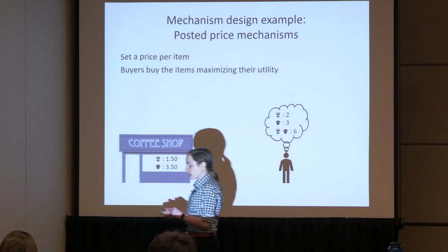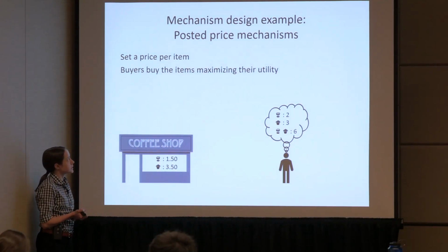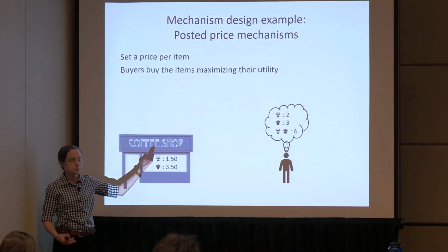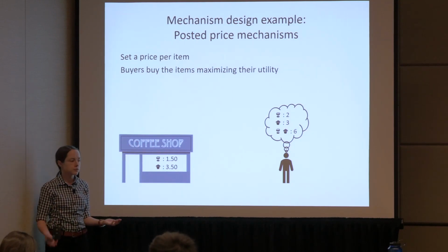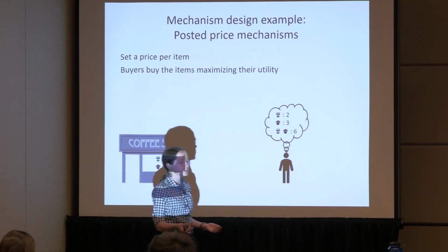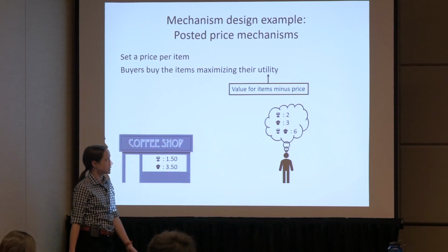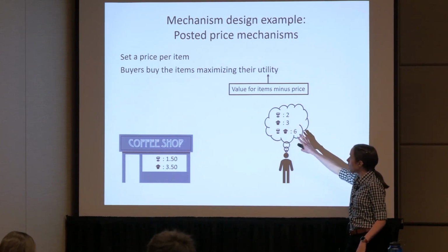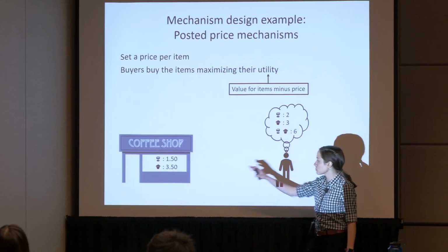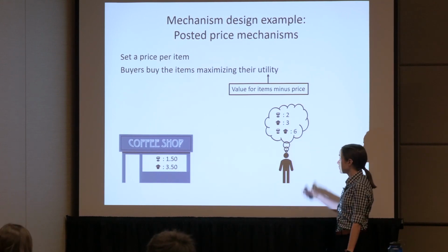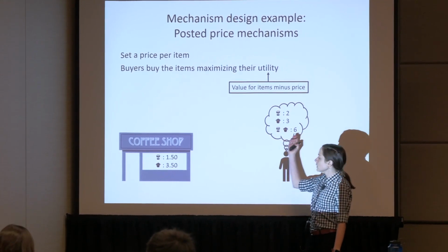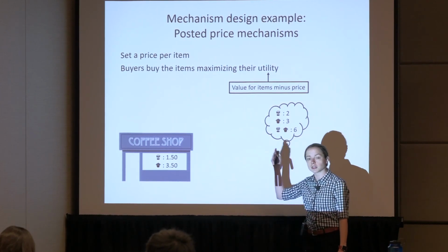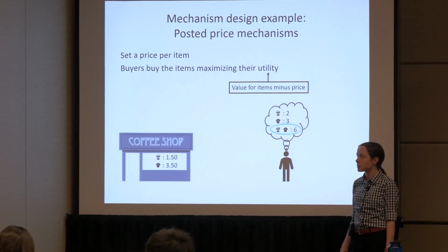A very common mechanism that we see every day are posted price mechanisms. Here, the mechanism designer or the seller sets a price per item, and the buyers buy the bundle of goods that maximizes their utility. Their utility is their value for the items minus the price. So for example, this buyer's value for the coffee is 2, the price is $1.50, so their utility is 50 cents. Their utility for the muffin is negative 50 cents, and their utility for the bundle is $1. So they're going to end up buying the bundle of the coffee and the muffin.